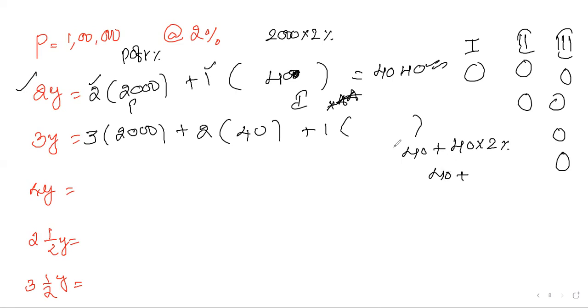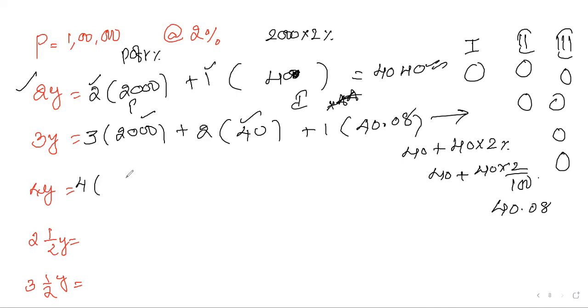That should be calculated. The first was found on principal, here it is found on interest. What next? Interest on interest. That's why 40 plus 40 of 2%. That is 40 into 2%, which is 80 by 100, 0.8. Then you are getting 40.8. We don't even need calculators. 40.8, exact answer.